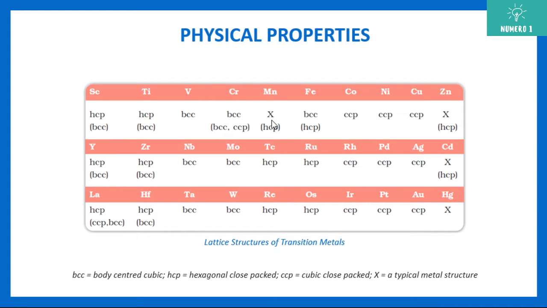BCC is actually a typical metal structure. These are known from solid state. No need to remember any of these, but you should know what HCP is, what BCC is and so on. Also there is CCP. CCP is cubic close packed structure. So these are different lattice structures of the transition elements. No need to remember, I repeat.